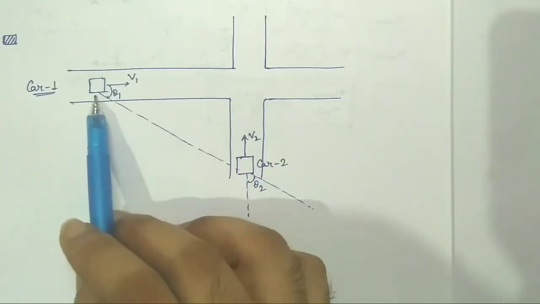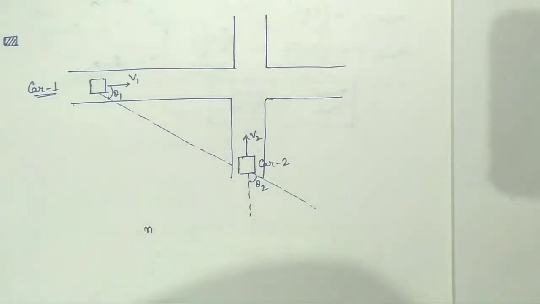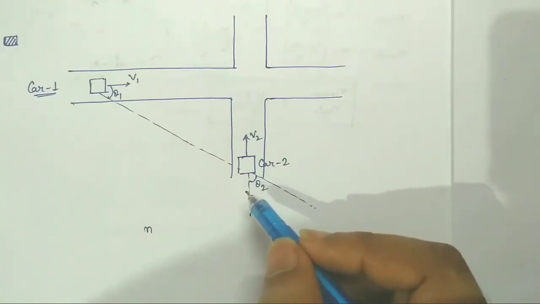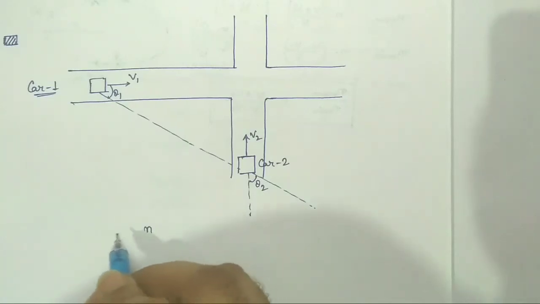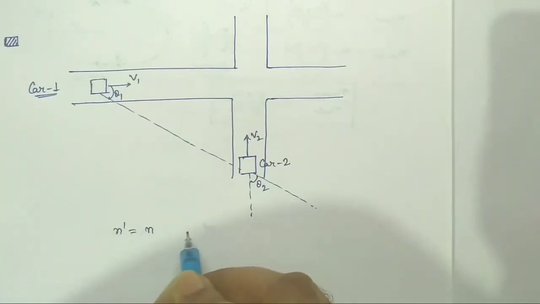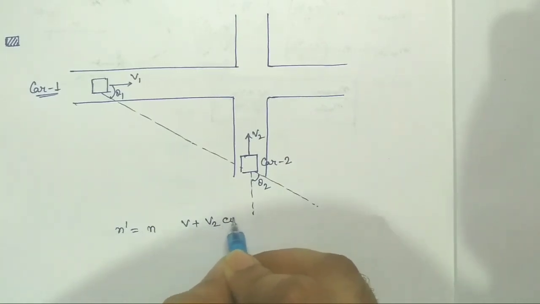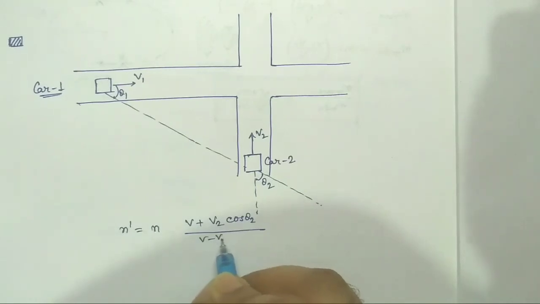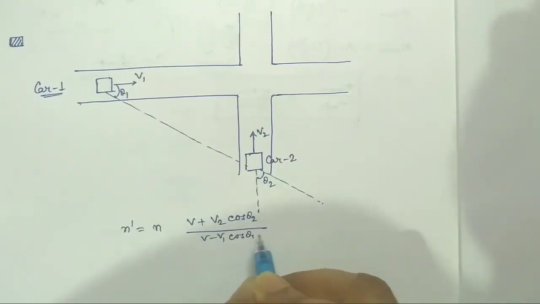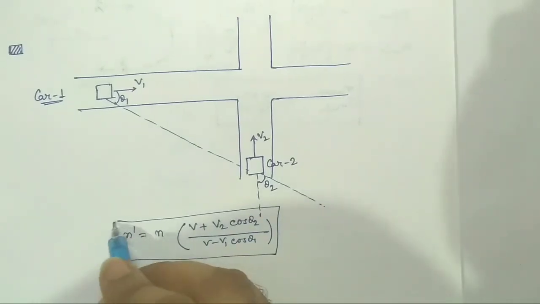Suppose car 1 blows a horn of frequency n, and the apparent frequency of the sound heard by the driver of car 2 will be given by n prime equal to n into V plus V2 cos theta 2 divided by V minus V1 cos theta 1. This is the formula. Mind it.